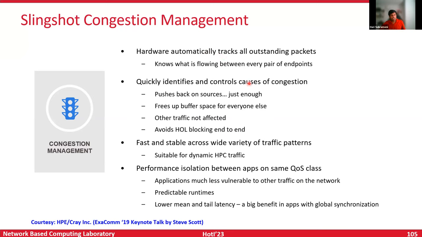And based on initial results that we have seen, again, this is not experiments that we ourselves have done, but based on initial numbers from Cray HPE, we see that they are able to quickly manage congestion and try to mitigate the root cause of it, and provide stability for a variety of traffic patterns across large HPC systems. And they are also able to effectively give performance isolation between applications running on the same network.